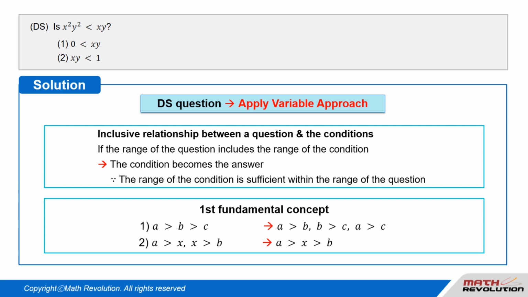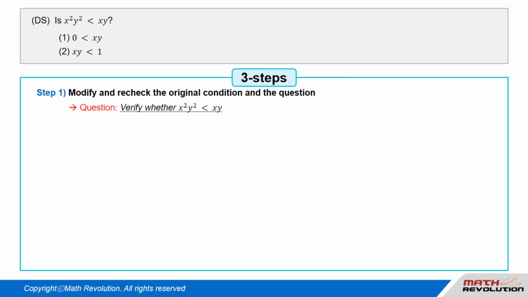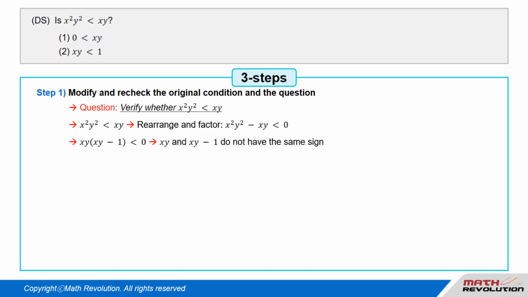Let us follow the first step of the variable approach by modifying and rechecking the original condition and the question. We are required to verify whether x squared times y squared is smaller than x times y. If we rearrange this inequality and factor, we get x squared times y squared minus x times y is smaller than 0, or x times y times (x times y minus 1) is smaller than 0.